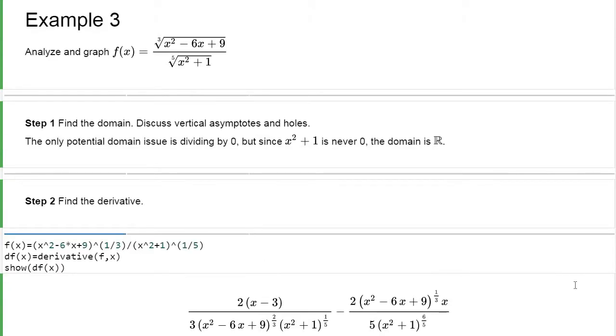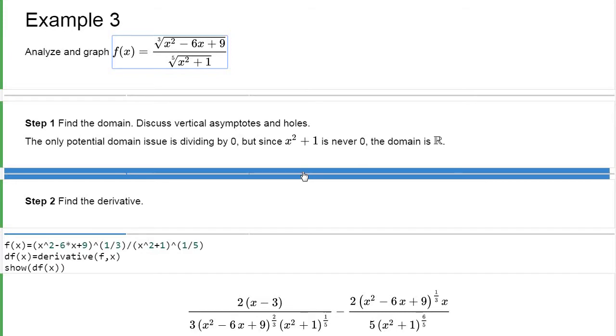One last example. In this example, we have a domain issue with the derivative. So here's my function. The domain issue with this guy is division by 0, potentially. But that never happens because x squared plus 1 is always positive. Okay, x squared is greater than or equal to 0. You add 1, you're greater than or equal to 1. I don't need to worry about the roots. These are odd roots, so odd roots of negative numbers are fine. So I don't need to worry about the roots. So the domain of this thing is actually all real numbers.